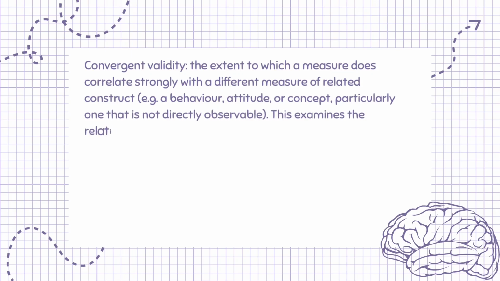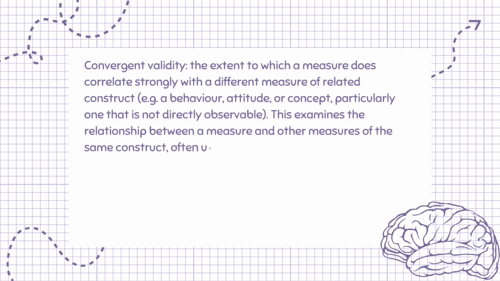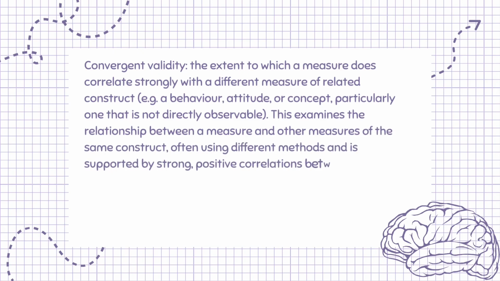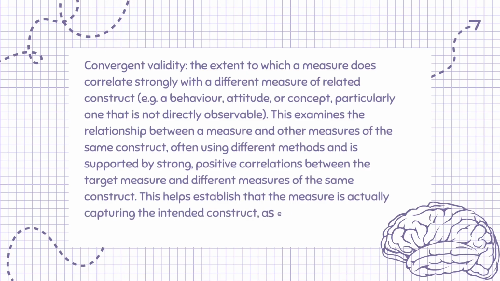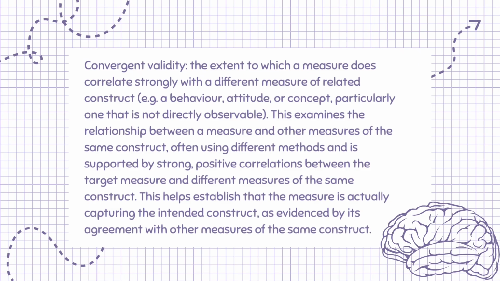This examines the relationship between a measure and other measures of the same construct, often using different methods, and is supported by strong, positive correlations between the target measure and different measures of the same construct. This helps establish that the measure is actually capturing the intended construct, as evidenced by its agreement with other measures of the same construct.